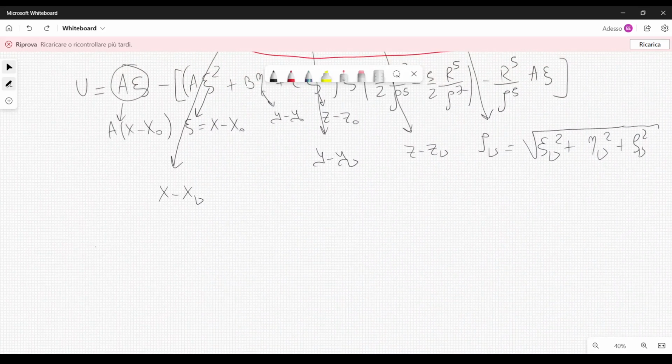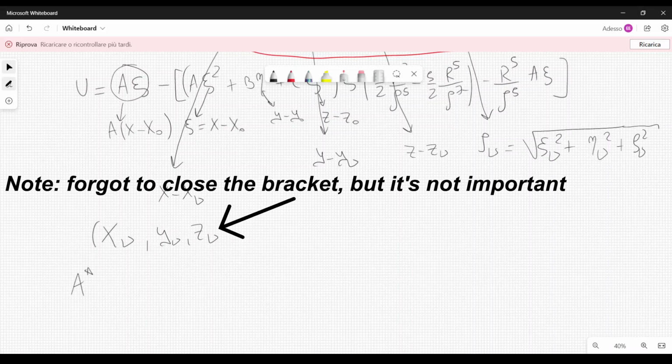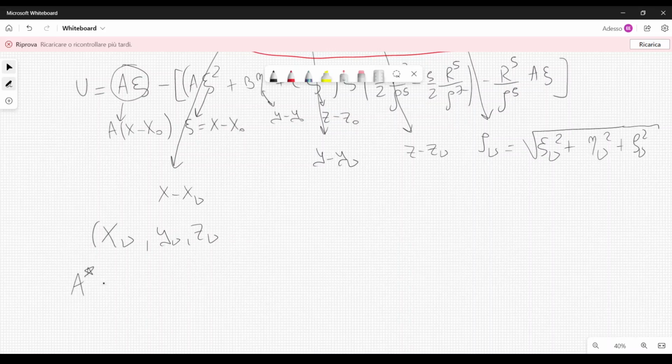So as I said, the center of the new sphere will be at x nu, y nu, and z nu, and we want to find a star. The dilatational coefficient in this case will be a star, which is equal to the derivative of u with respect to x evaluated at the origin.